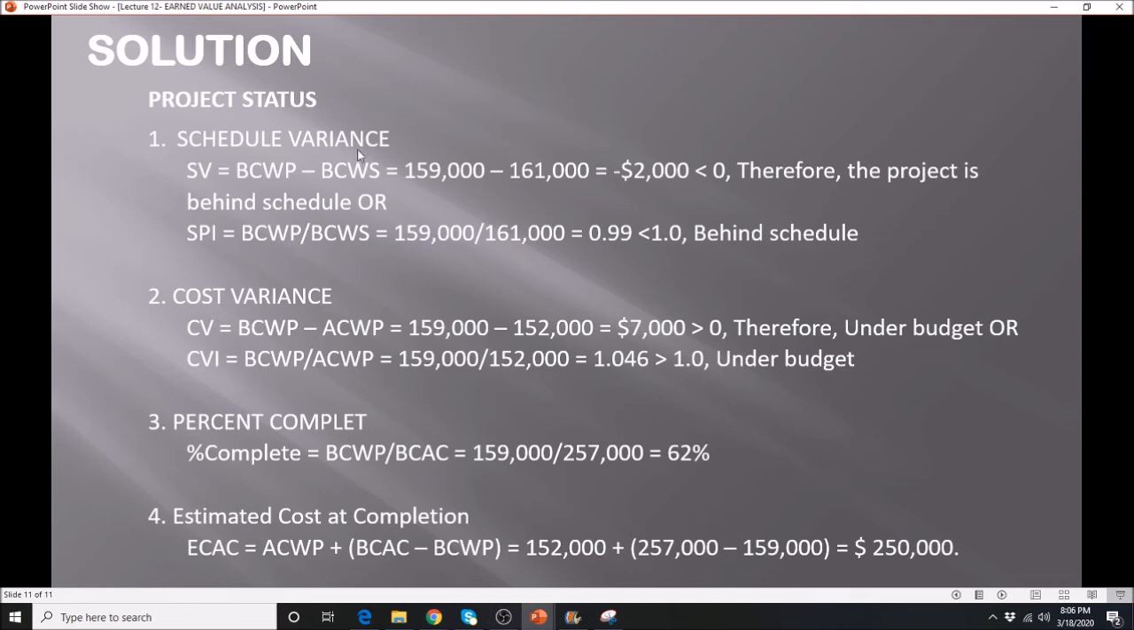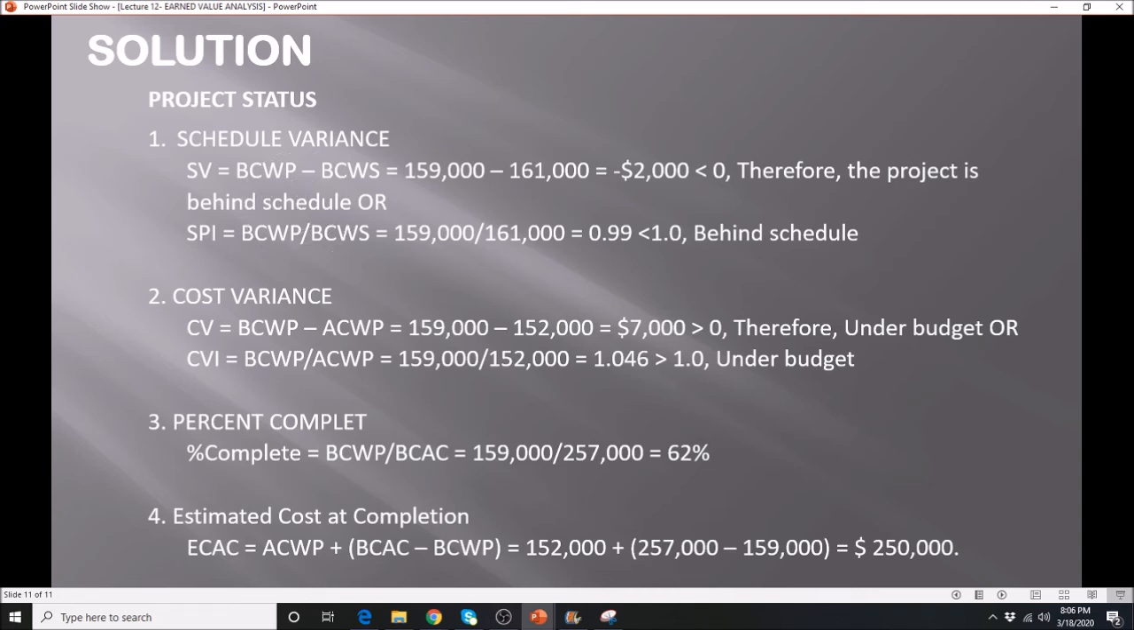So we already have now your ACWP, BCAC, BCWP, BCWS. Plug in now to our equation. For your schedule variance, we plug in the value of your BCWP minus your BCWS, and that will give you 159 minus 161. That gives you a negative value, and a negative value signifies it is less than 0. In that case, the project is behind schedule.